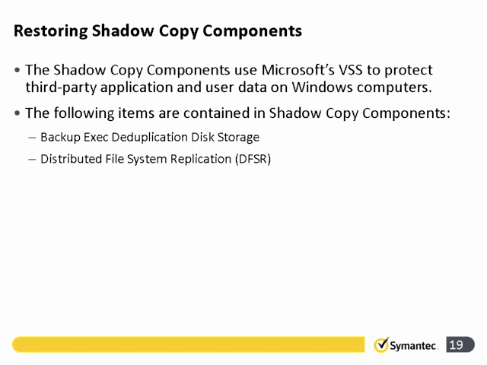Now, shadow copy can hold several things, one of them being WMI information, but there are Backup Exec specific components that are also contained in shadow copy, and that is information to do with data deduplication disk storage and Microsoft's distributed file system replication. So you can restore those as well.